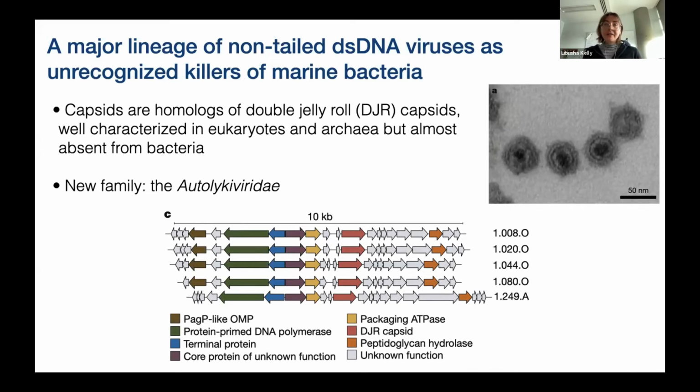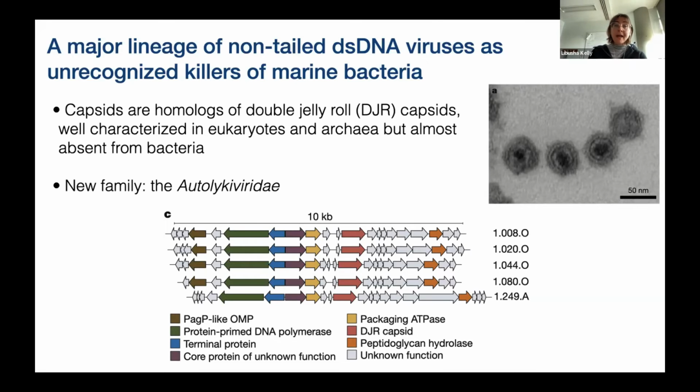The capsids of these viruses were homologs of double jelly roll, or DJR, capsids, which are well characterized in eukaryotes and archaea, but were almost absent at the time that we published this paper from bacteria. And so Catherine named these the Autolycoviridae, after Autolycus, a character from Greek mythology who was a thief and storied for being very difficult to catch, just like these viruses were. These viruses are quite small. They are 10 kb in length for a double-stranded DNA virus.